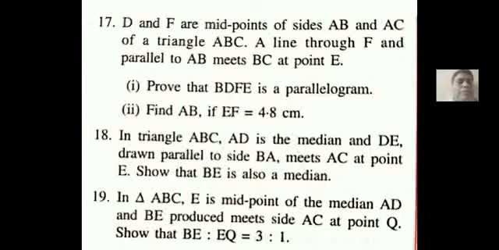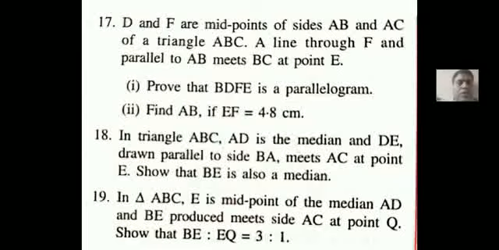D and F are the midpoints of the sides AB and AC of a triangle ABC. A line through F and parallel to AB meets BC at E. Prove that BDFE is a parallelogram. Second bit, find AB if EF is equal to 4.8 centimeter. If you draw the figure, you can understand because it is also discussed.